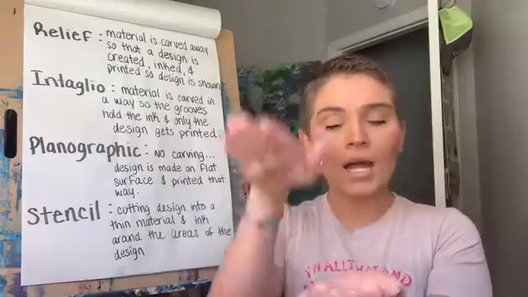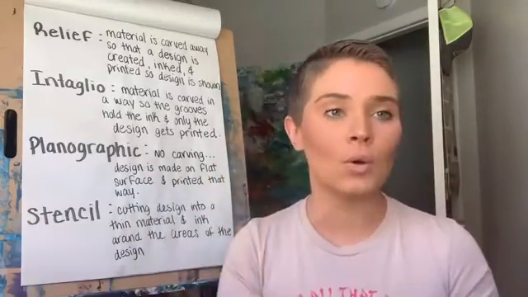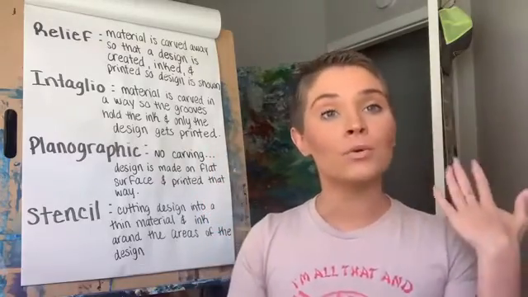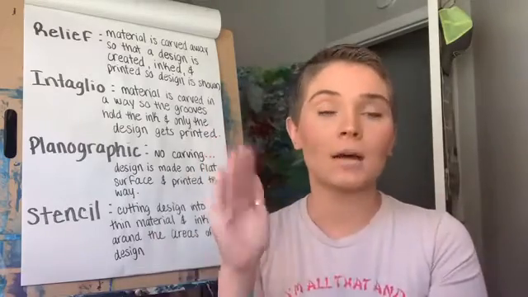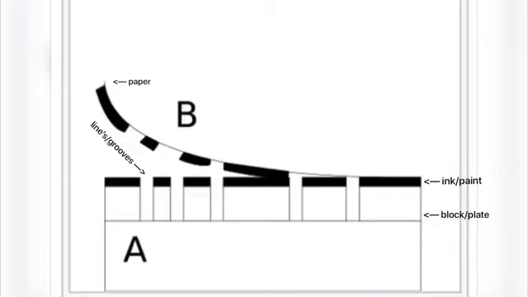I ink it, I put my paper down, and when I lift it up, my design is shown in white lines because the material was removed and I inked the surface that remained flat. So when I lift it up, I got a relief image. So you can see here in the example I've provided you, I have the block at the bottom labeled A, and I have the paper that is being lifted off of the block labeled B.